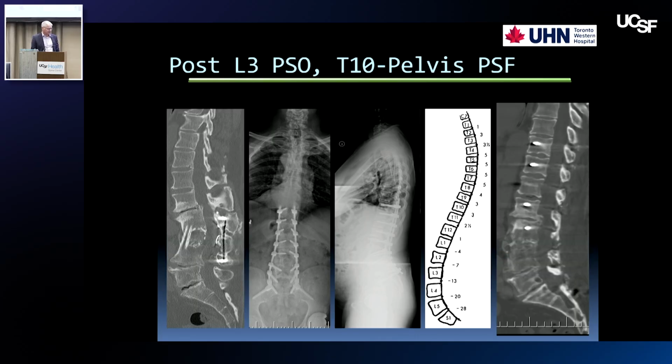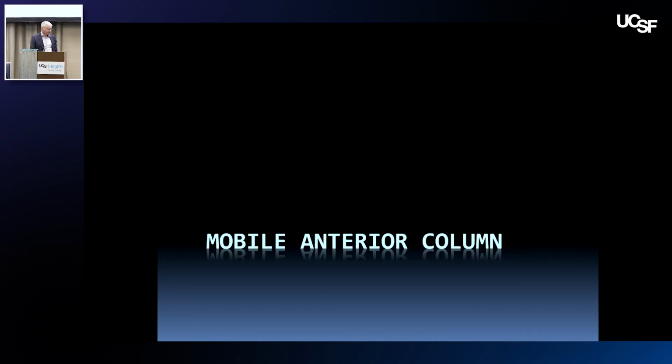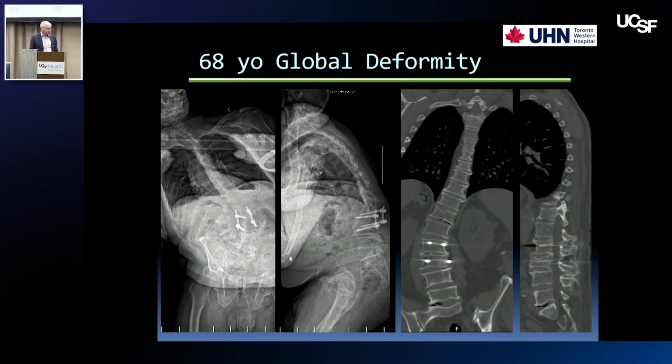These are the older x-rays because the case was done a long time ago. But you can see on CT, focal correction, a nice balance with the spine, and you can see the kyphosis comes back in his thoracic spine after. So what happens if you have a mobile anterior column? Well, those are completely different.